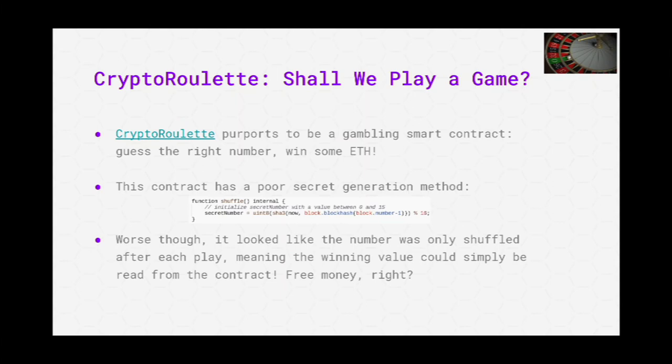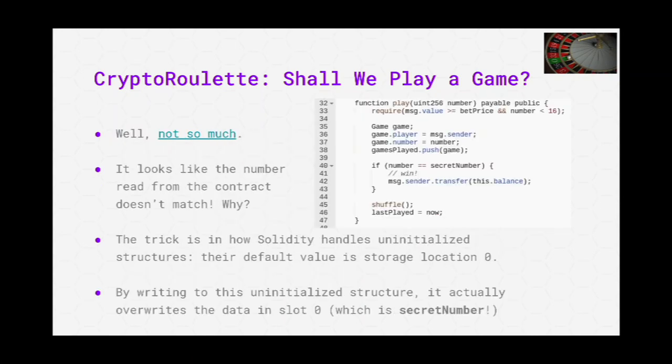So probably the most technically interesting to me is crypto roulette, where it purports to be a gambling smart contract. So you guess the right number, you get money. The contract had pretty poor secret generation, but even worse, it was actually storing the secrets on chain. So anyone who looked at this contract would think, oh, I can see the secret number, I'll just guess it and I'll make money. Well, it didn't actually work out that way.